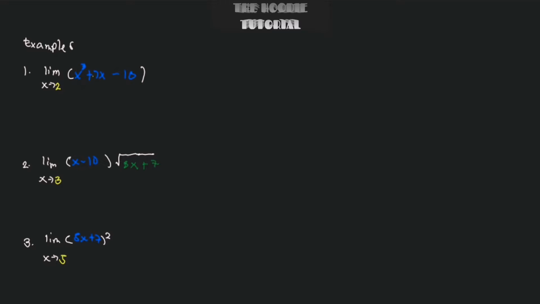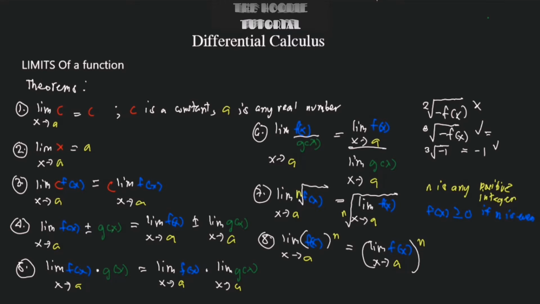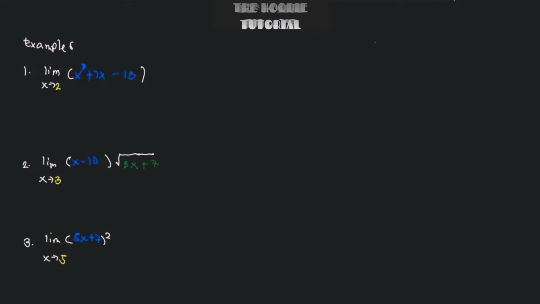So since we have 3 terms right here, this is a polynomial that is separated by addition and subtraction. We can use theorem number 4. Based on this theorem number 4, in each term we are going to evaluate the limit and then add or subtract it. So let's go evaluating this.